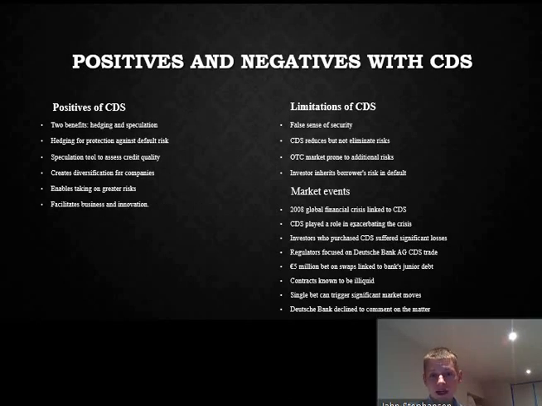Looking over at the positives and negatives of CDS, let's start with the positives. There are two main benefits associated with the use of CDS. These are hedging risk and speculation. To hedge themselves against possible default risks, investors purchase them as an added protection on the bond. The idea is to ensure some form of backing or security in the event of a default.